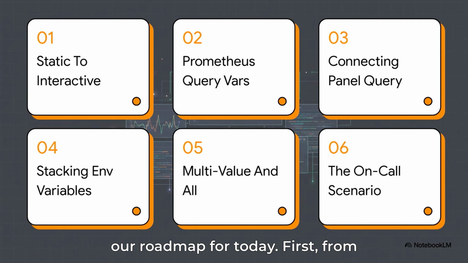Here is our roadmap for today. First, from static to interactive. Second, creating Prometheus query variables. Third, connecting the panel query. Fourth, stacking an environment variable. Fifth, mastering multi-value and All. And finally, number 6, the on-call scenario.